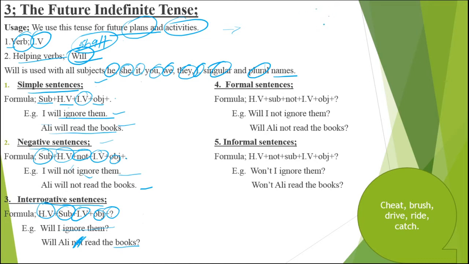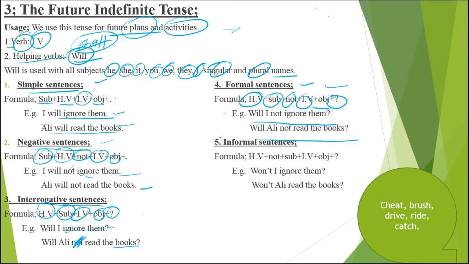Formal sentences, the complete name of formal sentences is interrogative negative formal. Those sentences in which we ask a question, deny the statement, and we ask them in a formal way, in a respectful way, in a polite way, or we use it with our elders, or we use it in our written English. The formula is helping verb, subject, then not, first form of the verb, object and question mark. Example, will I not ignore them? Will Ali not read books?